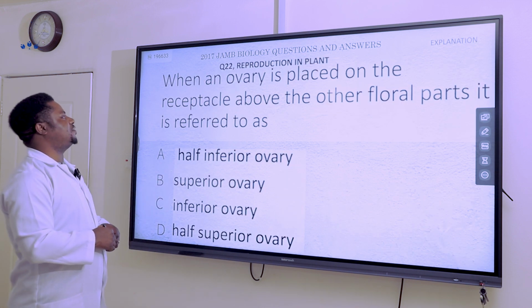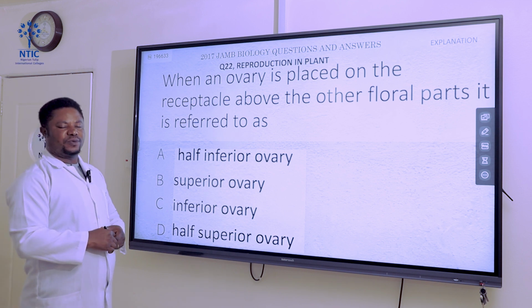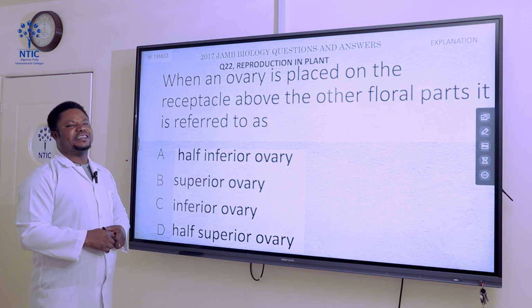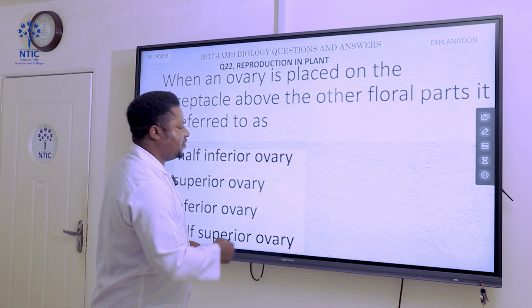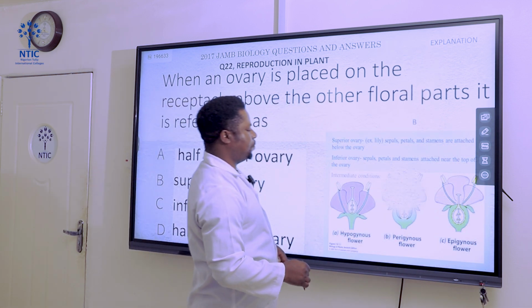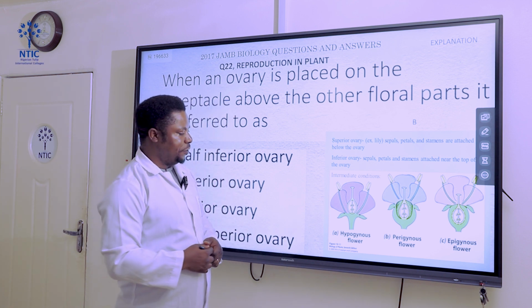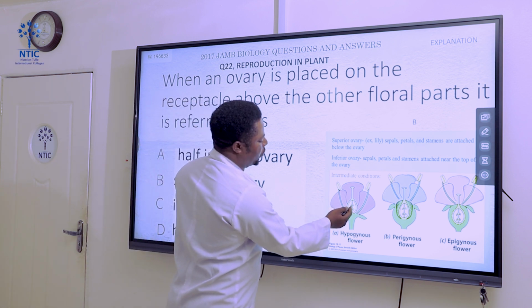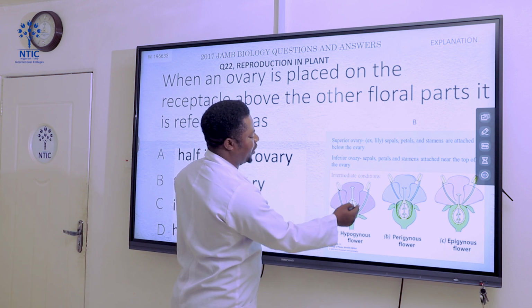When an ovary is placed on the receptacle above the other floral parts, it is referred to as what? What do you call the placement of an ovary above other floral parts? Now, let's see the diagram we have for this question. These are examples of ovaries. You can see this very one. Look at the ovary here. The ovary is actually placed above the other floral parts.